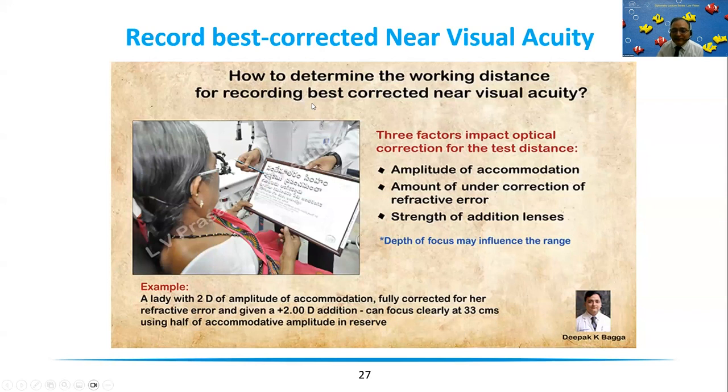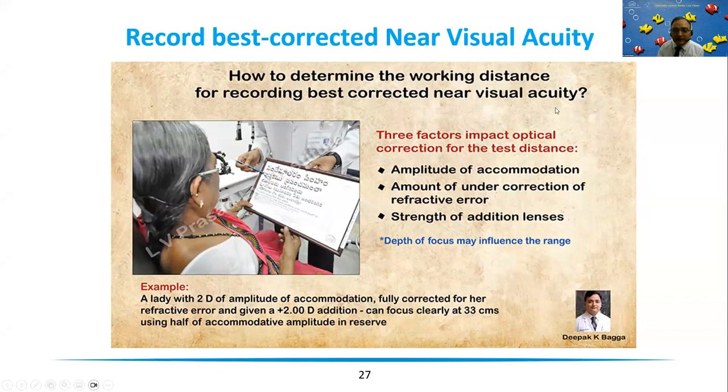If you get this concept right, then the best corrected near visual acuity, if you feed it in to calculate your near magnification, you may not need the trial and error method, which most practitioners say low vision devices prescription is all about. It's not. Otherwise calculation doesn't make sense, because most often best corrected visual acuity is not recorded.